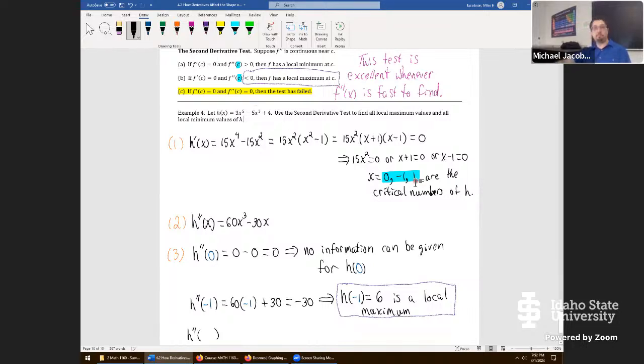at the last critical number, +1, way out here. So this time put in a 1. If you did that, the 1s just drop out. 1 to the power 3 is just 1, and you get 60 minus 30 for a value of now +30, which is greater than 0.